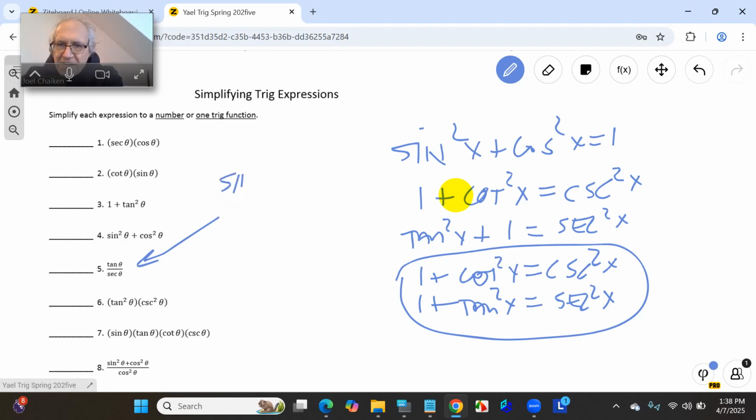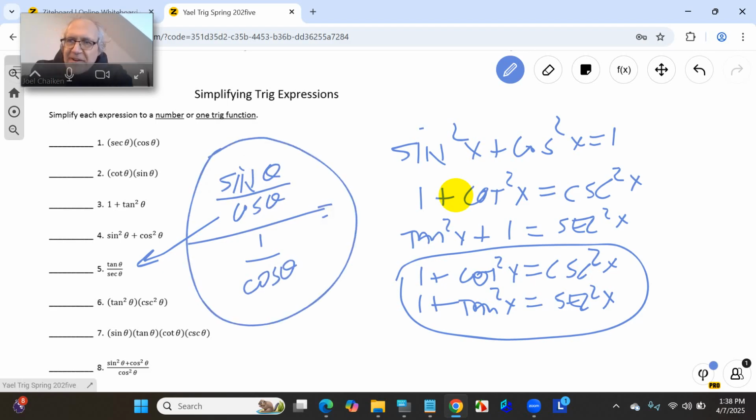The tangent of theta you have to know as the sine of theta over the cosine of theta, divided by the secant of theta. The secant of theta is 1 over the, I always get confused, secant would be the cosine. And you have to deal with this.